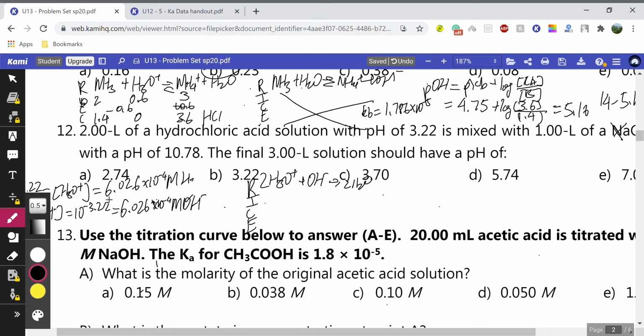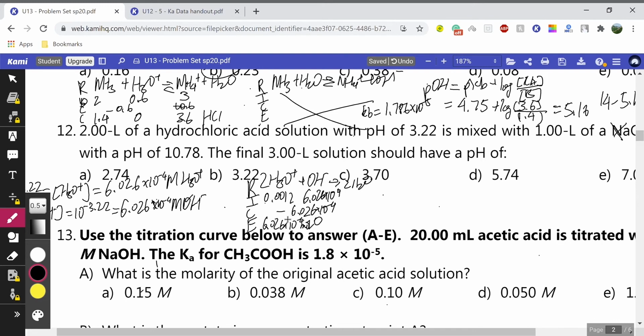Now this will no longer be 6.026 because that is for 1 mole of H3O plus. So we're going to have to do 6.026 e to the negative fourth power times 2 for the 2 moles. That'll give you 0.0012. And OH minus is 1, so this is going to stay at 6.026 times 10 to the negative fourth power. When we subtract the smaller number from the larger, the answer will give us 6.026 times 10 to the negative fourth.